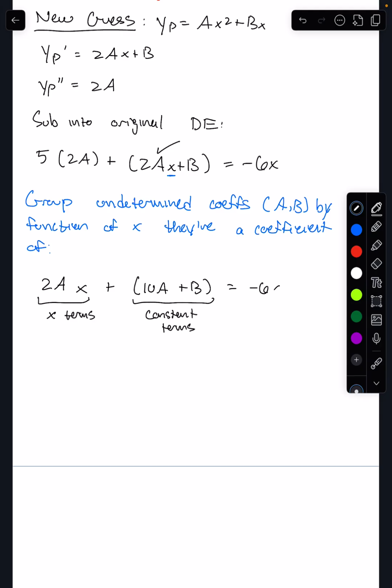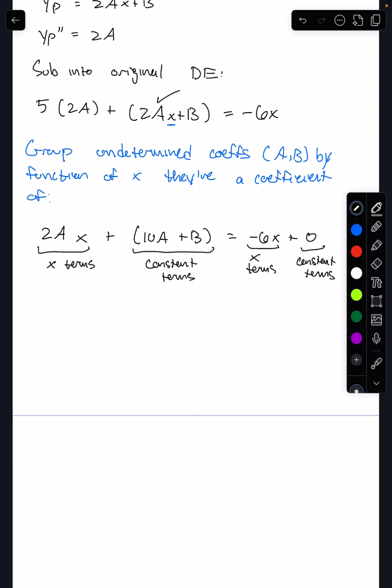And this should equal negative 6x plus 0. So here are my x terms, and here are my constant terms. And you do the same thing if there were cosines and sines here. If that was your function of x, you'd find all of your sine of x terms, all of your cosine of x terms. If there was an x squared, you'd find all of your x squared terms. And now you want to set them equal.